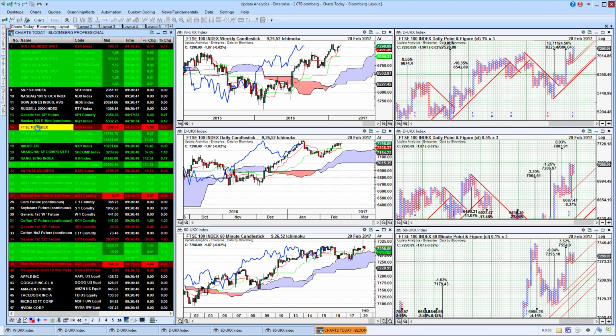Looking at the FTSE 100. We see we're bullish above the cloud on all three time frames. New upside target to 7554 activated. That's 3.5% upside.